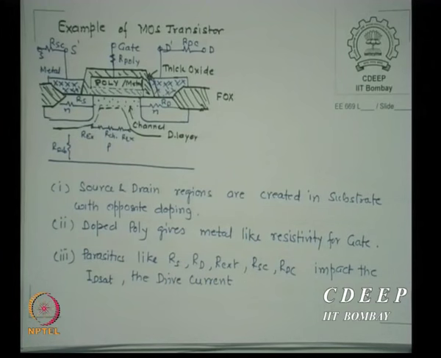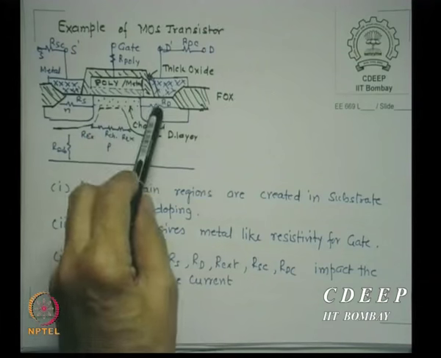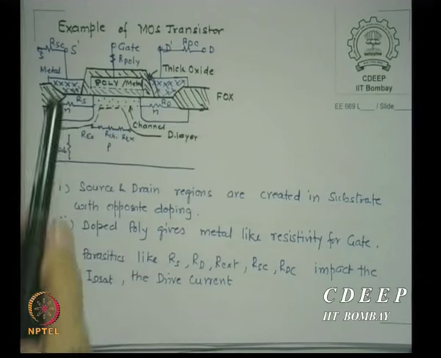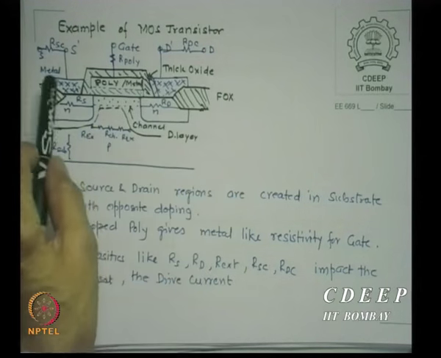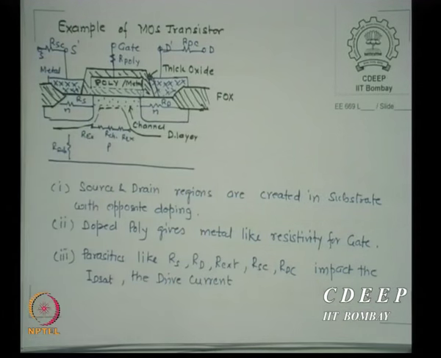If you see this, there are different materials here: N plus doping is the source and drain, P doping is in the substrate, then there is a poly doping, and there is a metal here which makes a contact with silicon. Please note, metal into semiconductor is called a Schottky contact, that is a rectifying contact. It can be made ohmic by doping heavily below. But it is still rectifying.